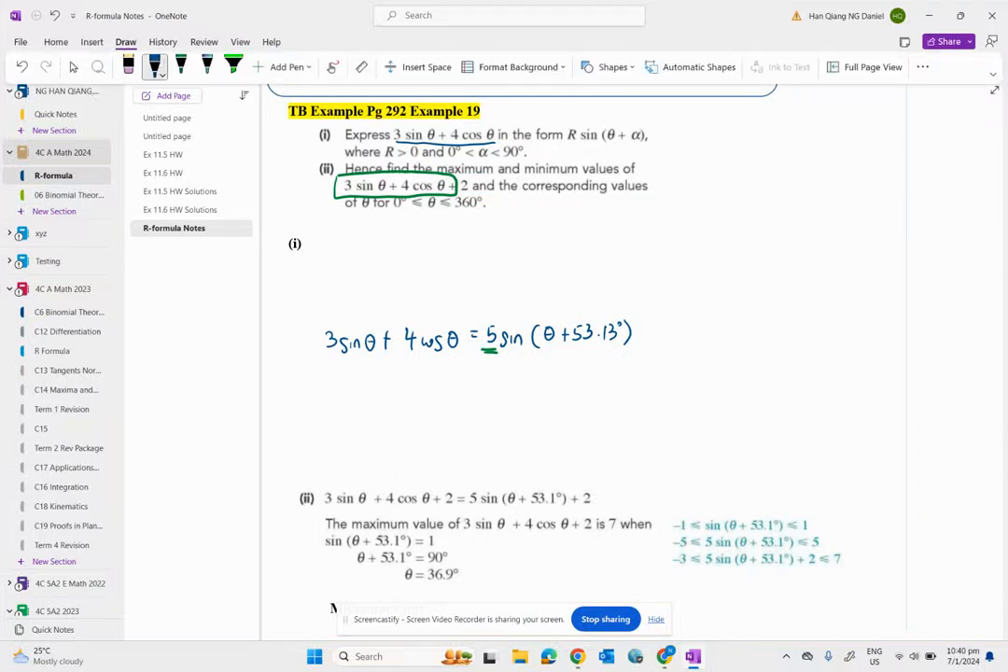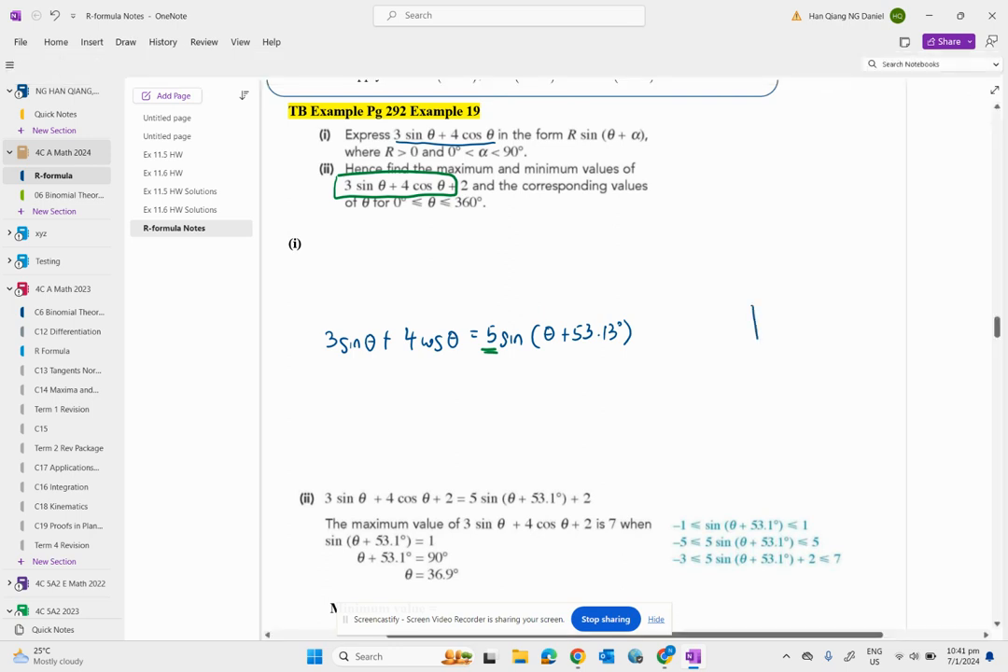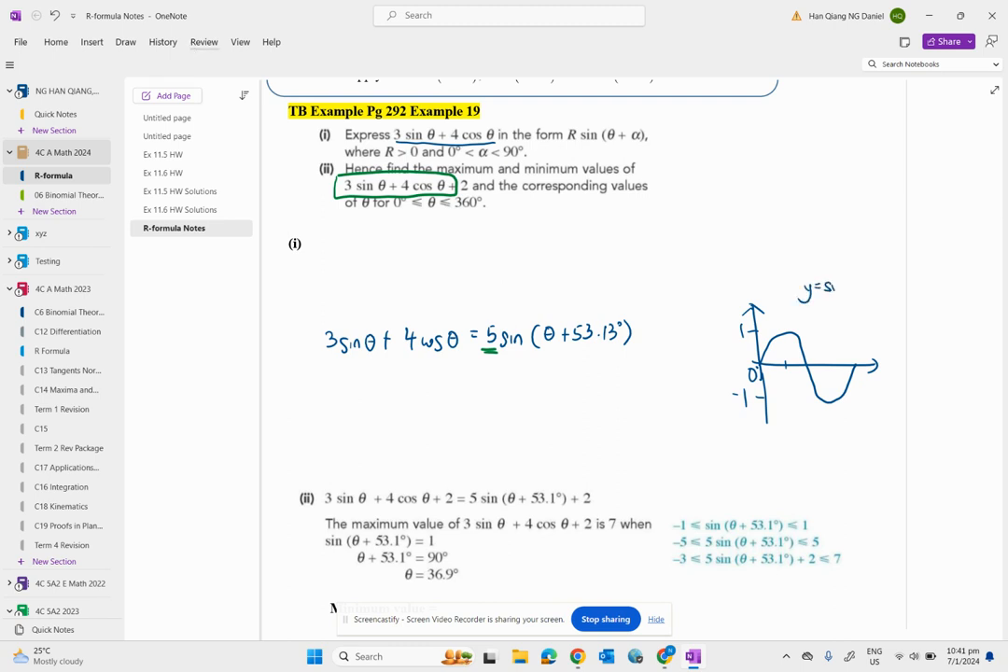Let's say we want to find the maximum and minimum value of 3 sine theta plus 4 cos theta. So we know the sine graph, maximum value and minimum value. So you want the maximum value, this is your y equals sine x graph.